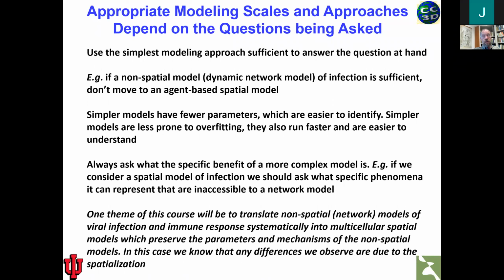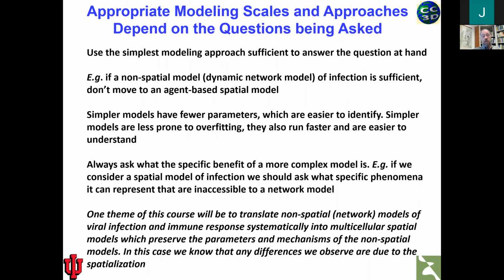So when you come to dealing with spatially structured models, you want to ask the question, why do you need to build a spatial model? What is it about the spatial organization of the system that makes that spatiality really important? Ideally, you want to use the simplest model possible. It has fewer parameters, it runs faster, and it's easier to fit.